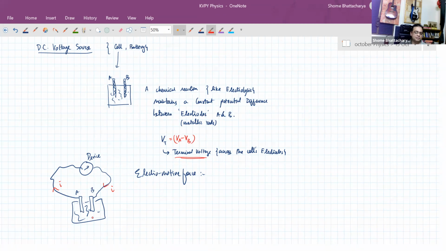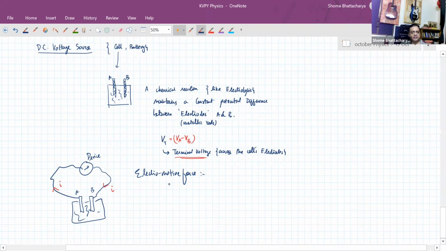But as long as the chemicals in the cell have not got depleted, they still have a reserve of chemical potential energy. It's going to maintain the potential difference across AB. And as long as that potential difference is maintained, if there's an external path or a so-called circuit by which the electrons can flow from B to A, electrons will flow. And that process will continue.